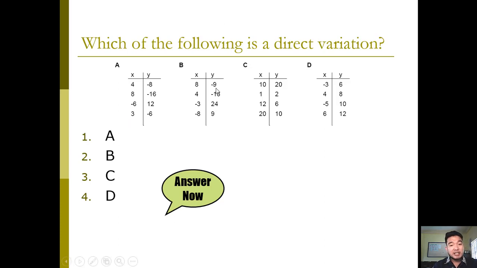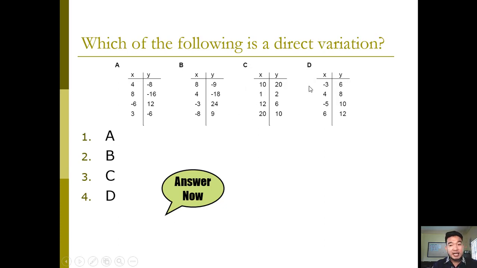How about letter B? Negative 9 by 8 is negative 9 over 8. Negative 18 by 4 is different. So B is not. 20 divided by 10 is 2. 2 divided by 1 is 2. 6 divided by 12 is 1 half. 10 divided by 20 is 1 half. So C is not an example of direct variation.